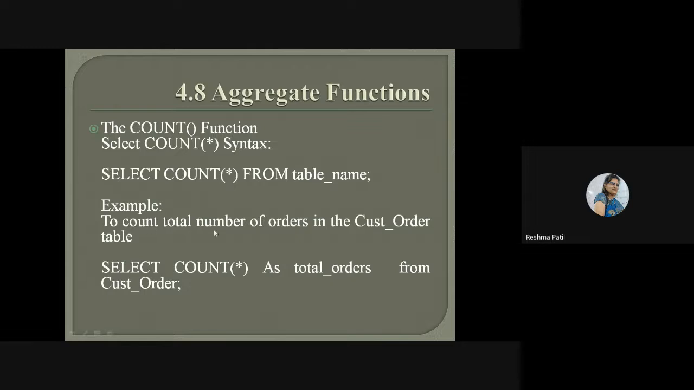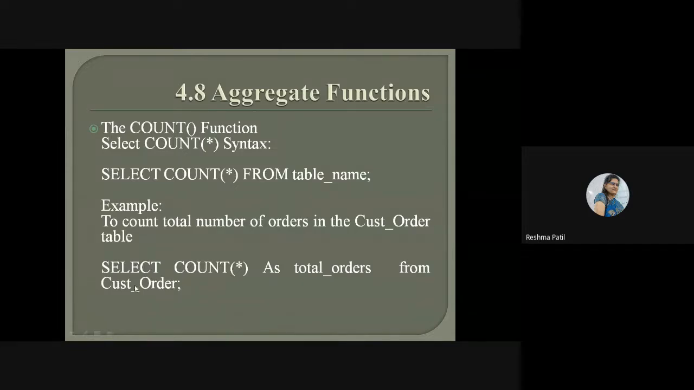Example, to count the total number of orders in the customer order table. How many orders are there in the customer order table? We have to get the count. So select count star as total order from customer order. Suppose this customer order table contains a total of 100 records. So it will show the result as 100.